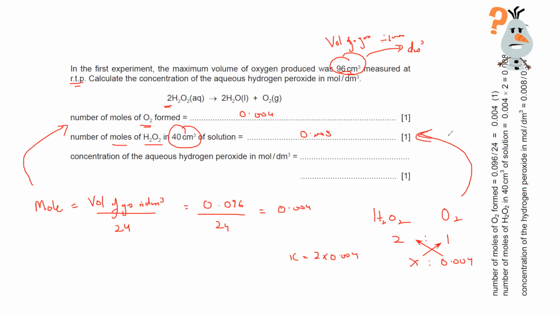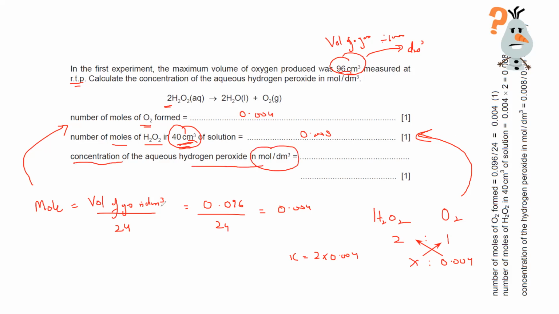And why do we use the ratio? Because to get the moles of hydrogen peroxide, the information here is incomplete. We only have the volume of the solution. We don't have the concentration. To get the moles, we should have both concentration and volume. So that's why we are not able to use a formula for the second part. We use a ratio. Now about the third part, we need the concentration of hydrogen peroxide.